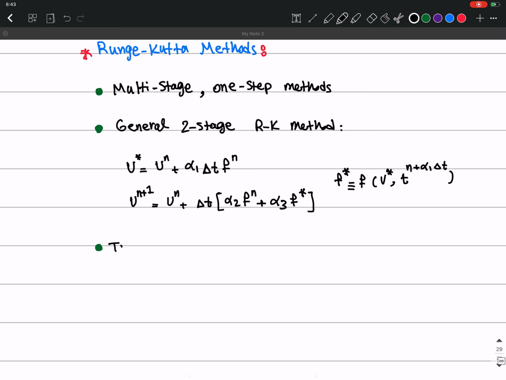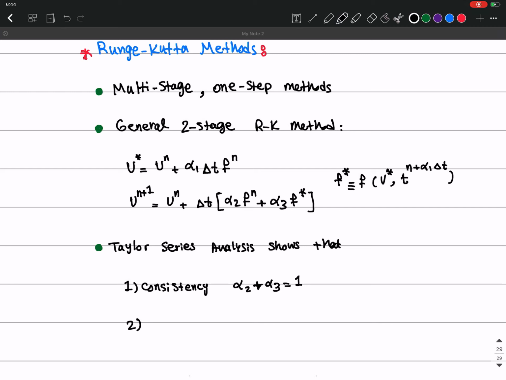And if you do a Taylor series analysis, you will see that, one, the consistency requirement requires that alpha 2 plus alpha 3 should always be 1. Okay, so this is the consistency requirement.